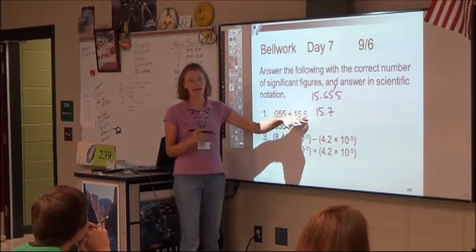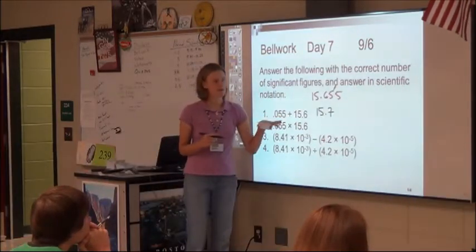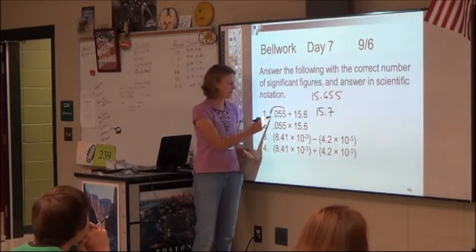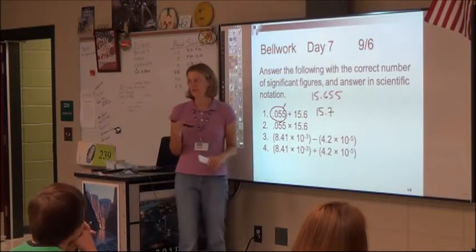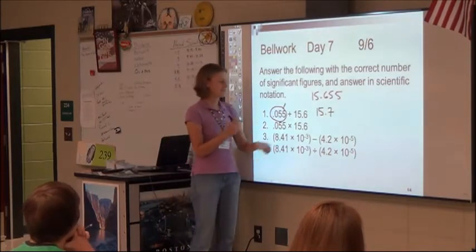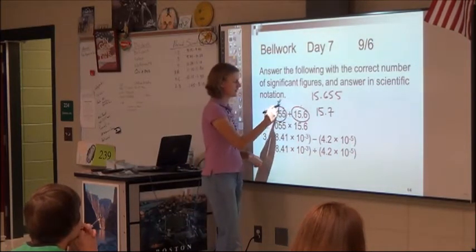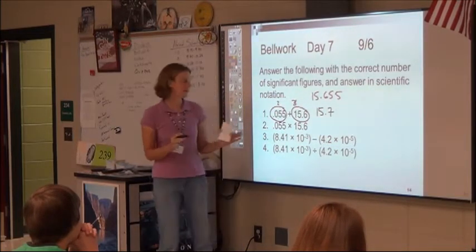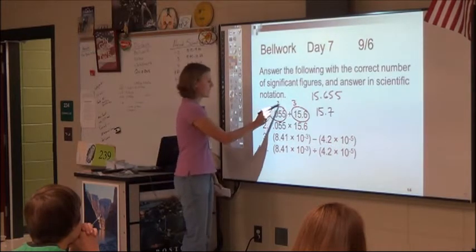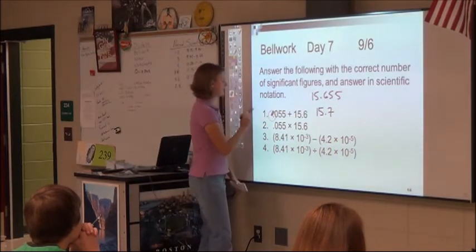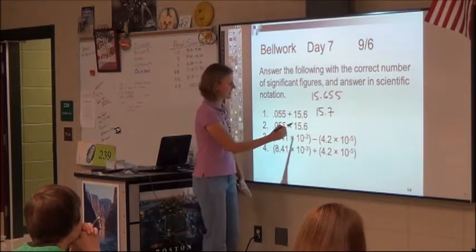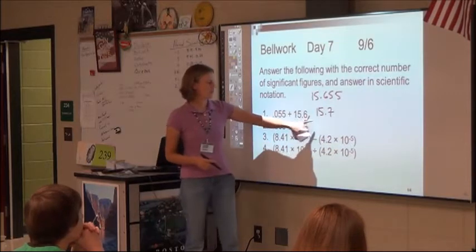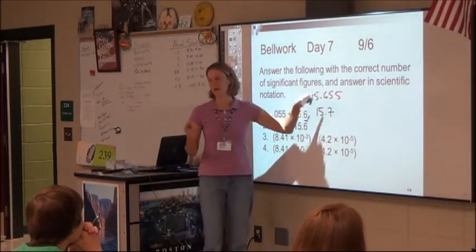So this is looking at precision. Not necessarily how many sig figs there are, which, by the way, how many sig figs are in this number? 2. How many sig figs are in this number? 3. So we're actually not looking at that. We're looking at how precise the numbers are when we add and subtract, basically meaning how many spots after the decimal. So this would have 3 spots after the decimal. This one only has 1, though, so you have to go with least precise. So we have to end with 1 spot after the decimal, but she correctly rounded up.